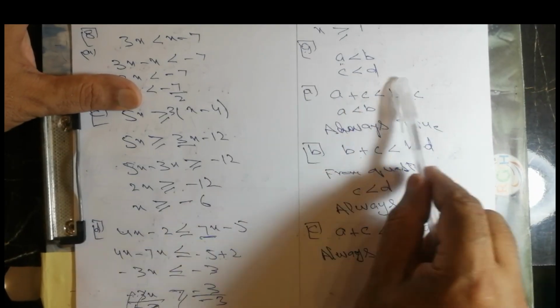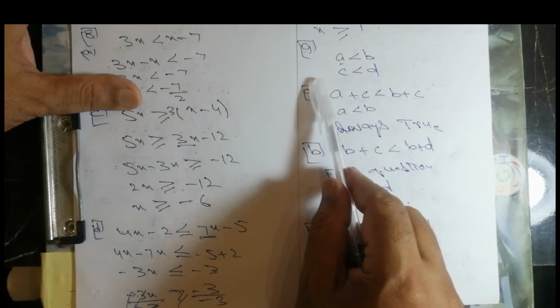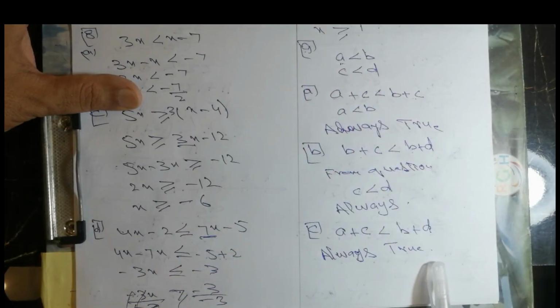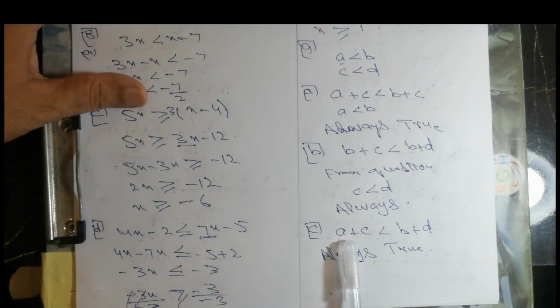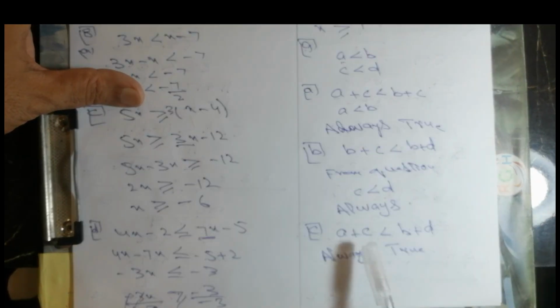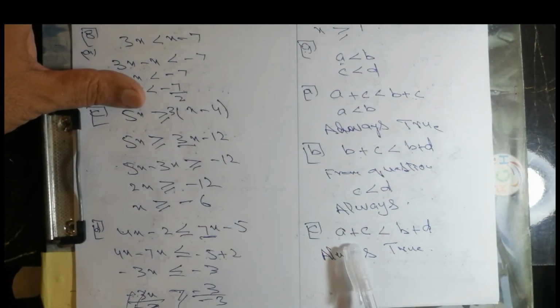Because we see if we add both equations 1 and 2, A plus C less than B plus D, the sum of small numbers will always be small, even if we add them, so smaller than the bigger numbers.